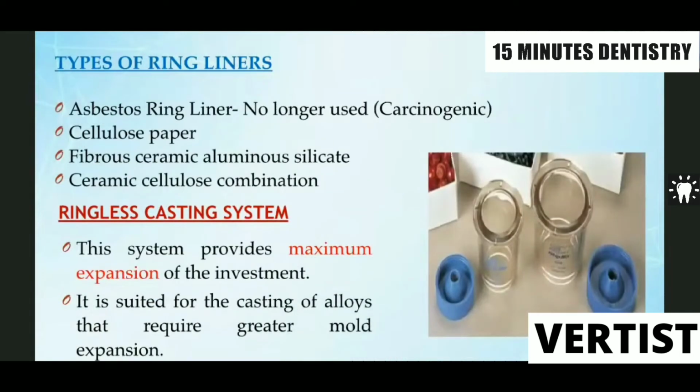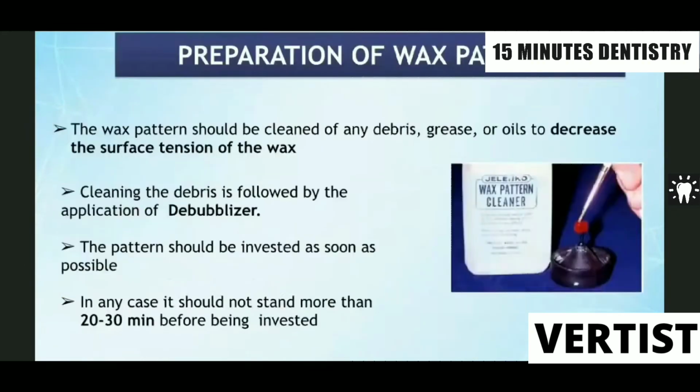It could be either asbestos liner, cellulose paper, fibrous ceramic aluminous silicate, or a ceramic cellulose combination. Asbestos ring liner is not popularly used because of its potential hazardous properties. And we could also have the ringless casting system, where it allows for maximum expansion of the investment, and it is suited for the casting of alloys that require greater mold expansion. So these are again our Viva questions. What are the different types of ring liners? What is the ringless casting system?